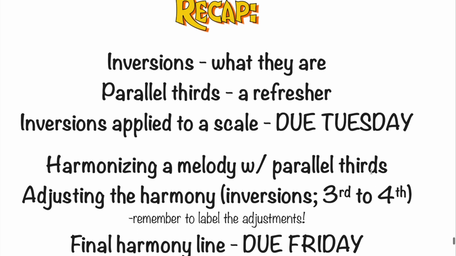So the recap. Inversion is what they are. We covered that. Parallel thirds, a bit of a refresher. Inversions applied to a scale. That's due Tuesday. Step 1 of the harmonizing, we harmonized the melody with parallel thirds strictly. Then we adjusted the parallel thirds occasionally. Stretch where there's an inversion. Definitely at least one spot where you've changed the parallel third to a non-parallel 4th. And remember to label the adjustments. And that one is due Friday. There you have it.